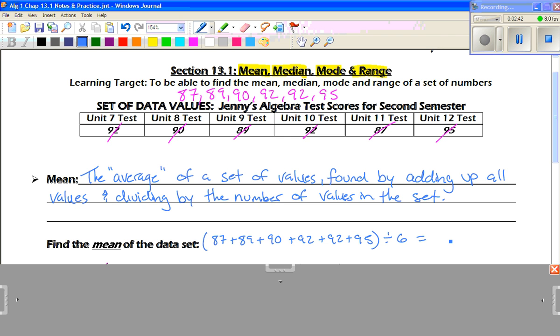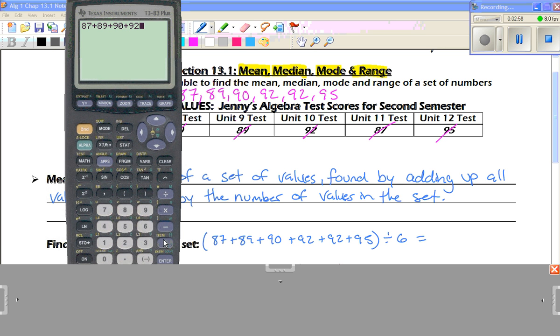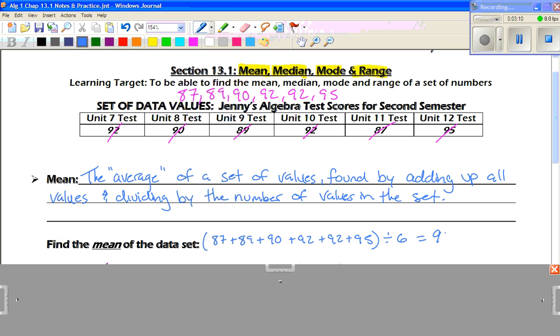Do I need to get my calculator out too? Alright, hold on, let me get it out. Okay, so mine's out. Let me turn it on. So we have 87 plus 89 plus 90 plus 92 plus 92 plus 95. I want to know what all of that is first, and then I'm going to divide it by 6. And we always want to round it, and it's going to be 90.8. Okay, so that's the mean.